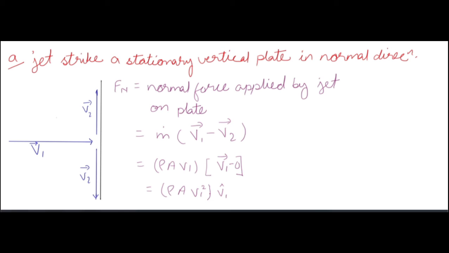Okay, v1 is the magnitude of that velocity. It's not a vector, it's just a scalar quantity. Rho a v1 is the scalar quantity and v1 is the direction. So we will have the normal force experienced by the jet on the plate equal to rho a v1 square into v1, means direction is v1 and magnitude is rho a v1 square. Rho is the density of the fluid, a is the area of cross section of that nozzle, and v1 is the velocity of the fluid coming out of that nozzle.